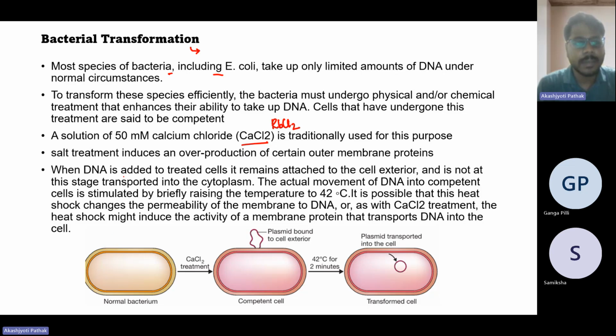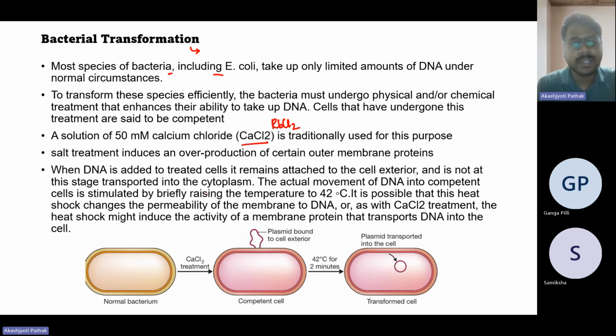Salt treatment induces an overproduction of certain outer membrane proteins. The correct reason as to how treatment with calcium chloride increases the efficiency of bacteria to take up plasmid is not clear. But what is thought is that calcium chloride may induce an overproduction of certain outer membrane proteins. Once there is an overproduction of outer membrane proteins, then what happens? This DNA is added to the treated cells.